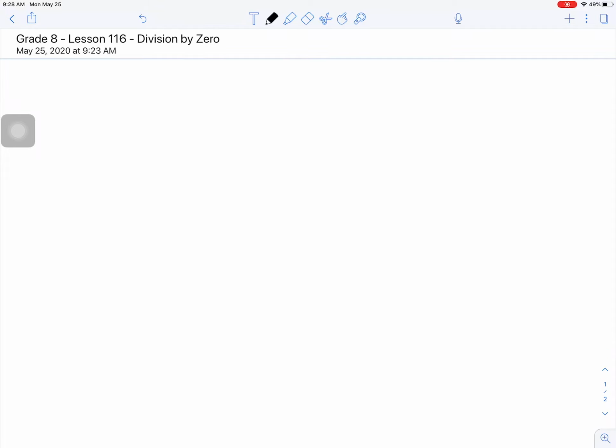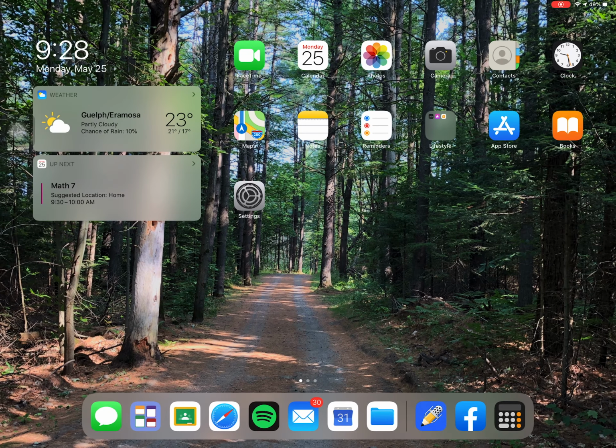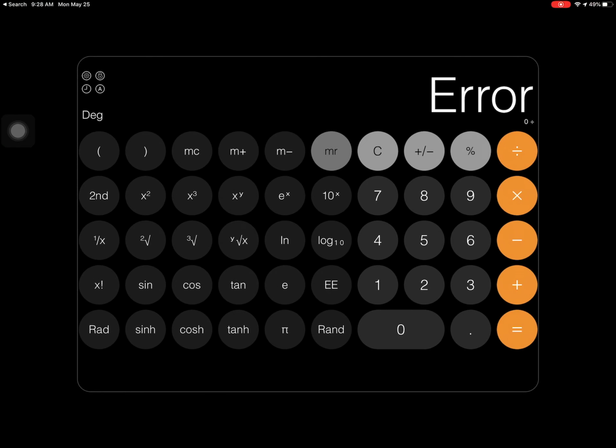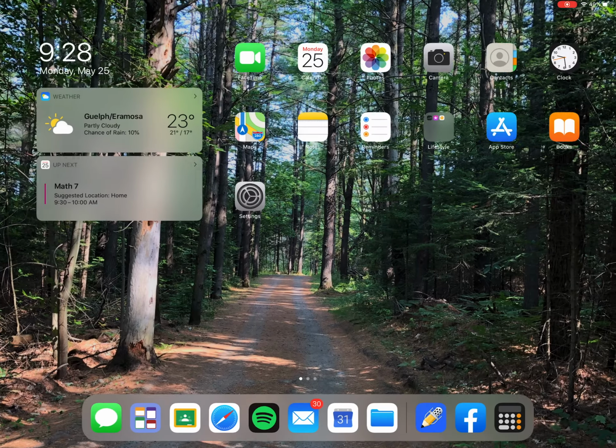Okay, grade 8, here we are, lesson 116, division by zero. The concept is fairly simple. If you go divided by zero, you cannot do that. It doesn't work. So this would show up, if you tried it on your calculator, as an error. So I've tried it. 0 divided by 0 is an error. 10 divided by 0 is an error. So it won't work.